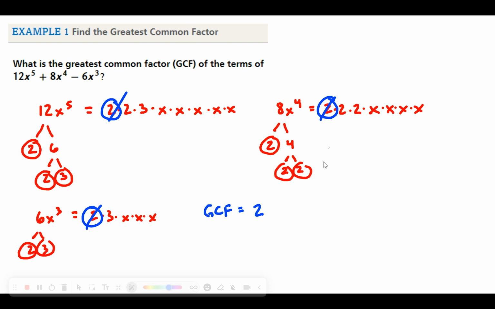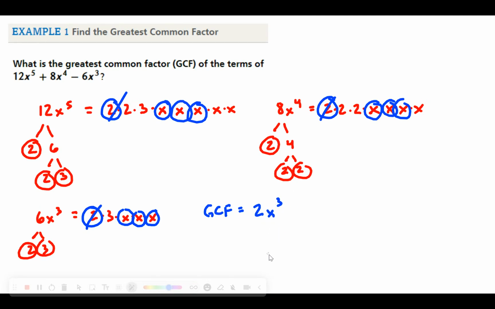And now we look at the x's. We have 5 x's, 4 x's, and 3 x's. So all of them have 1 x, 2 x's, and 3 x's. But that's it, because the 6x to the third is all gone. That means that x to the third is going to be part of your GCF. And this is the GCF: 2x to the third.